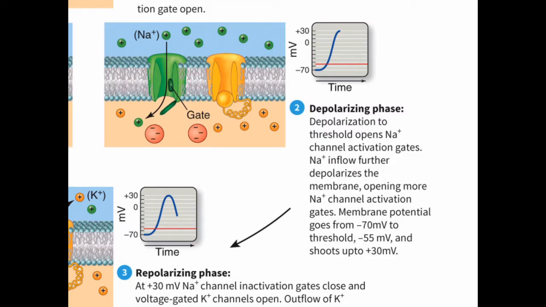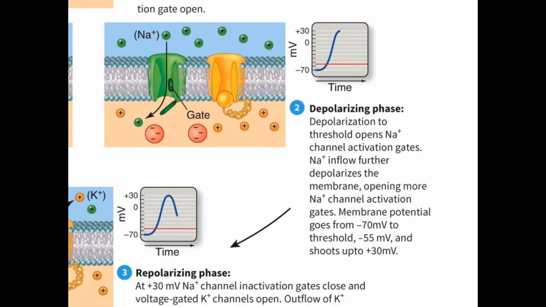Now, the depolarization happens because it reverses the polarity, so it becomes more positive. It approaches zero so that it is no longer polar, but it actually overshoots. It becomes positive 30, but anyway, it's still called depolarization. Depolarization to the threshold opens the sodium channel. Because you have a lot of sodium outside and a little sodium inside, of course, the tendency for the sodium is to come in.